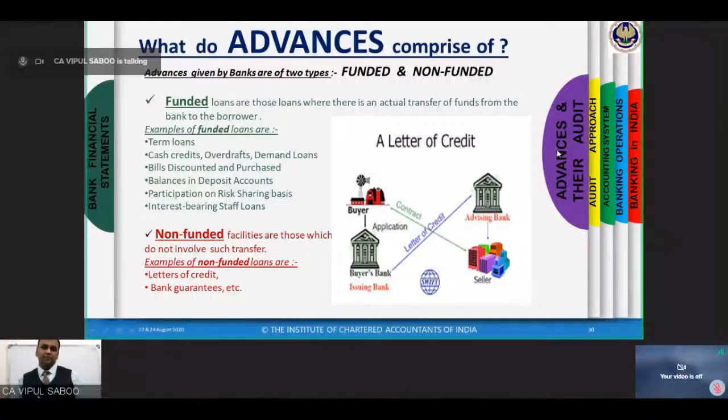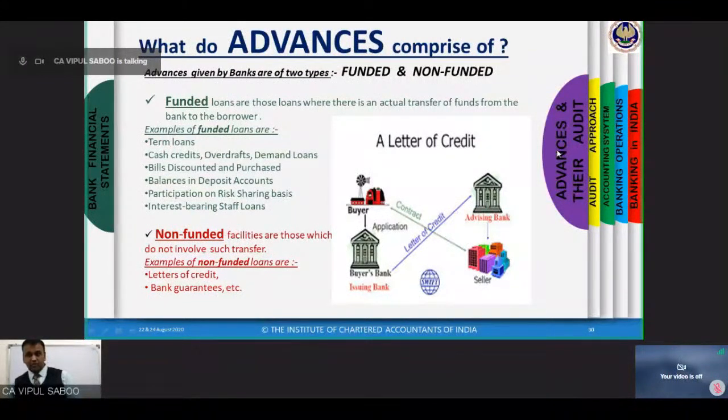Till the time we need money, if it is a 1,000 rupees bill, the bank charges 100 rupees interest, or we can say discount, and gives us 900. We are happy with that 900, the time value of money. 1,000 we are going to get after 3 months. We are happy with 900 as of today because we are in need of money today. Bills discounted and bills purchased, balances in deposit accounts are examples of funded loans.